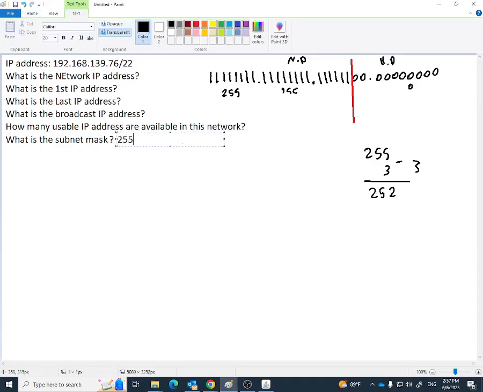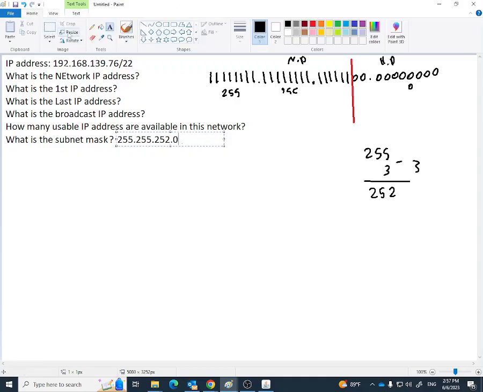So it's going to be 255.255.252.0. That's very, very important to remember. Okay, now let's go ahead and clean this mess that we have here. I don't need this anymore.